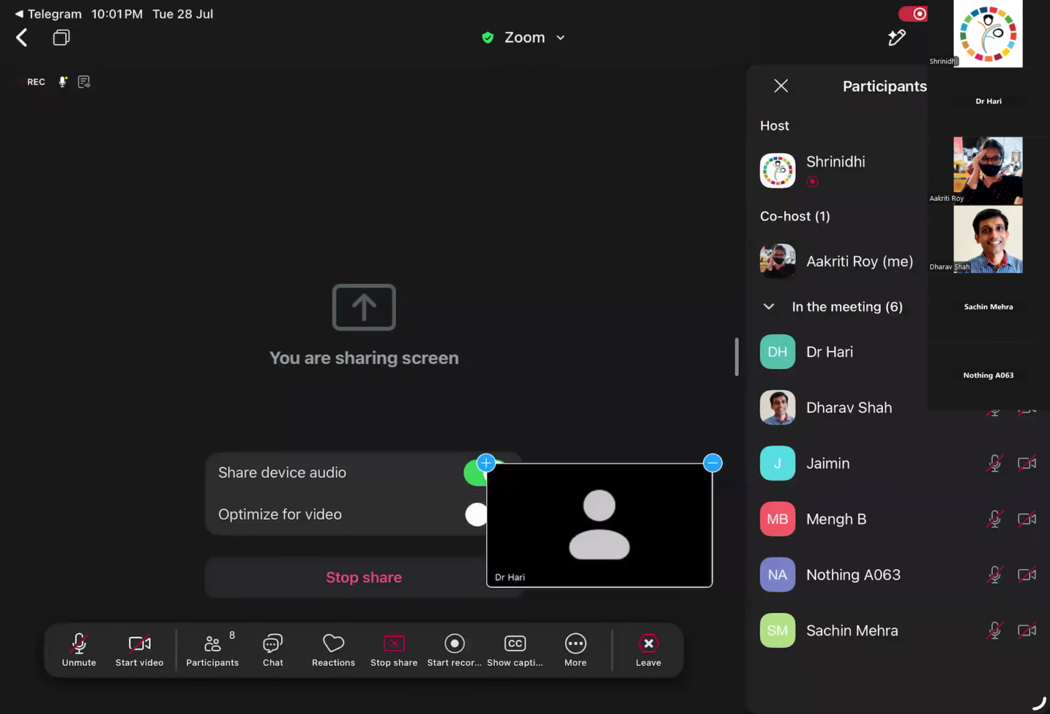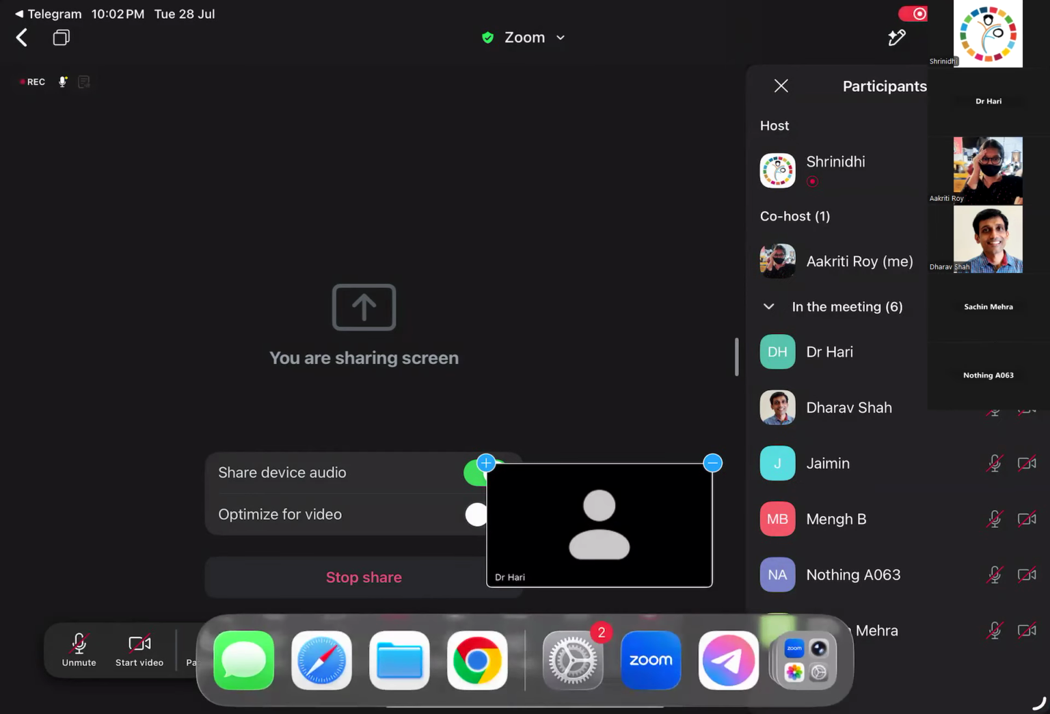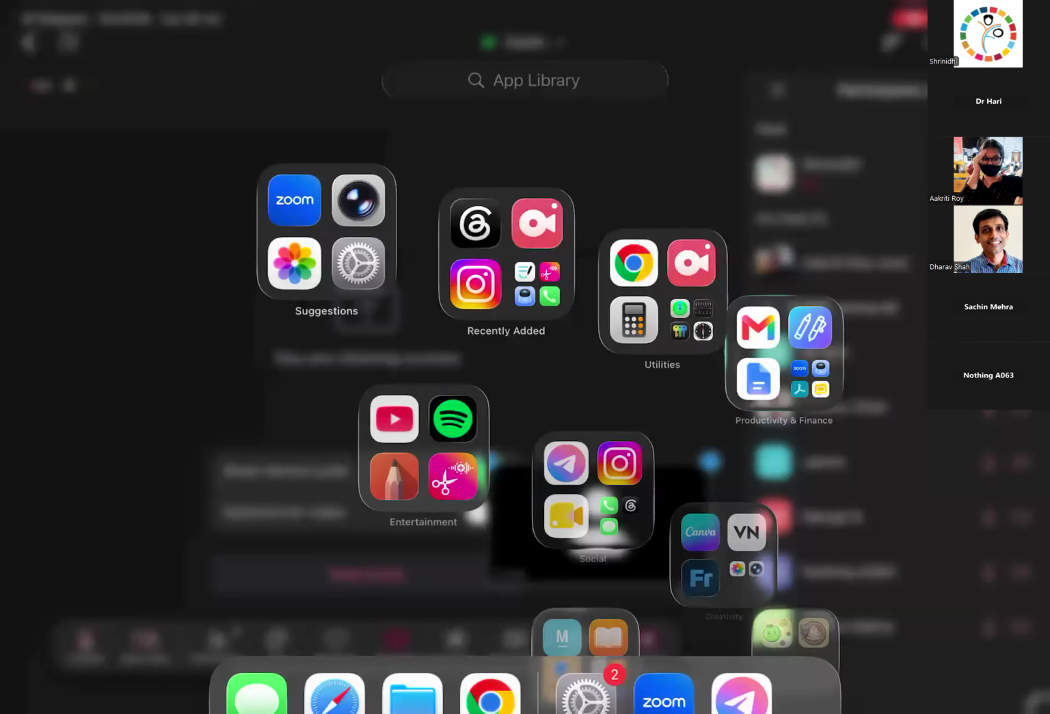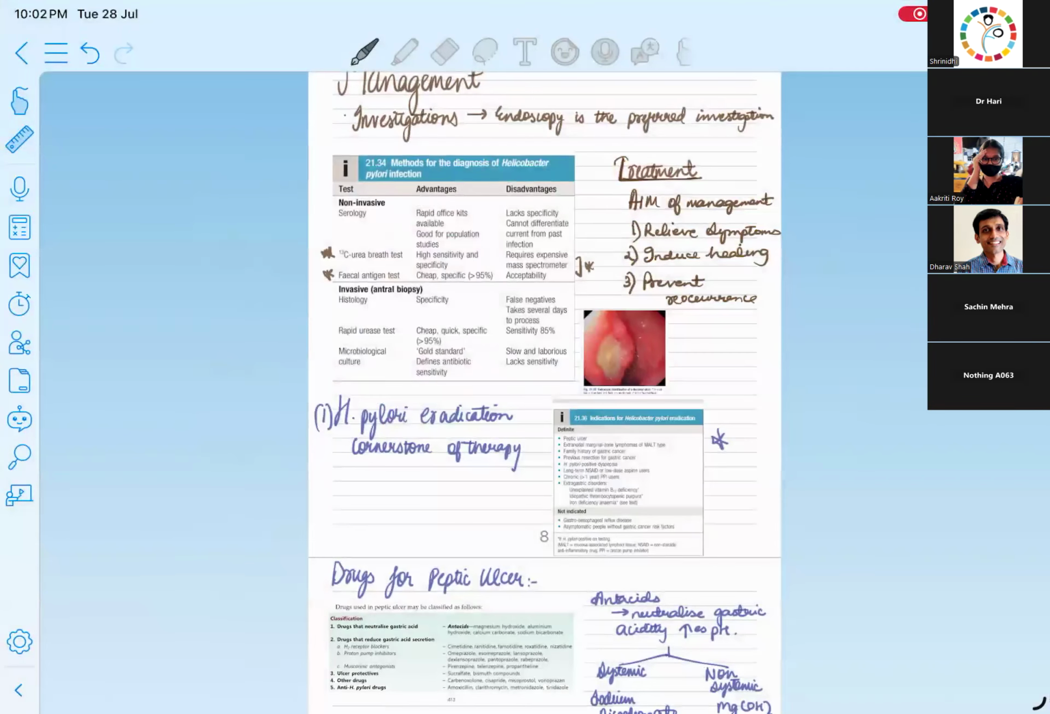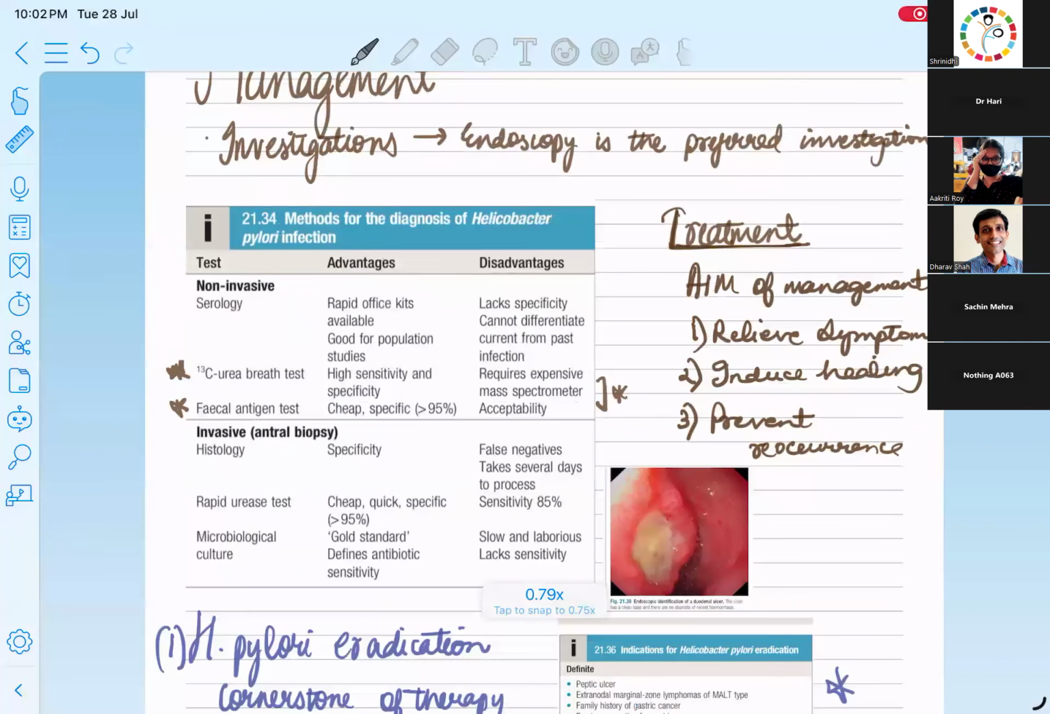While Akriti joins, I'll just go through some interesting aspects of H. pylori infection, and I'll add on some points which she has mentioned. So usually, H. pylori is an infection. Is an acute H. pylori infection possible, or is it only chronic? That has been a question since the discovery of H. pylori.